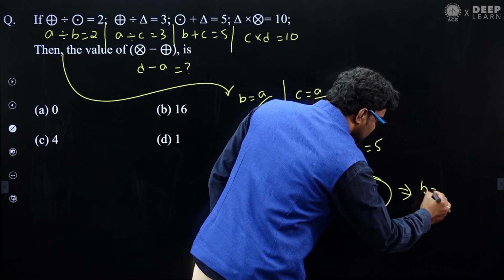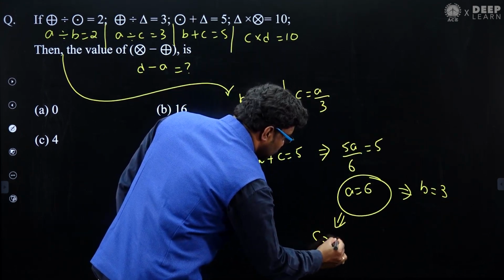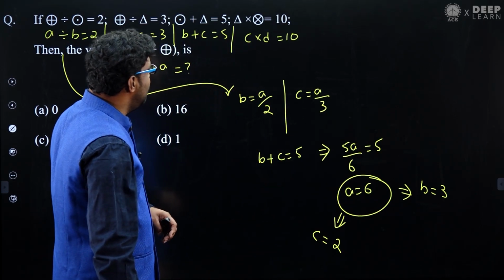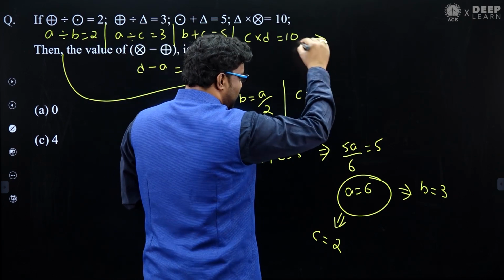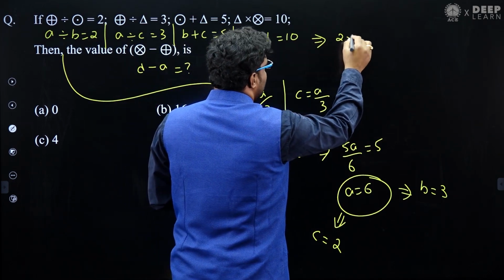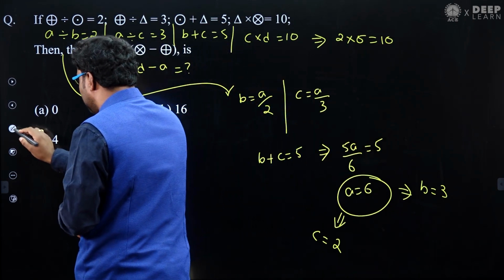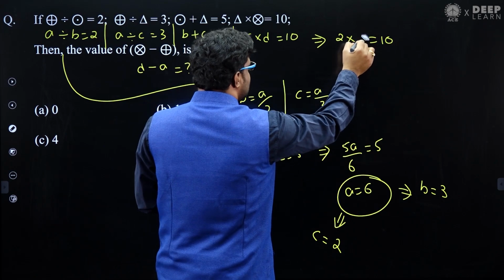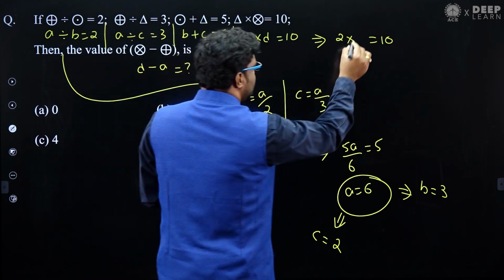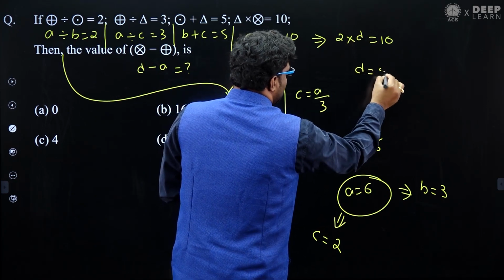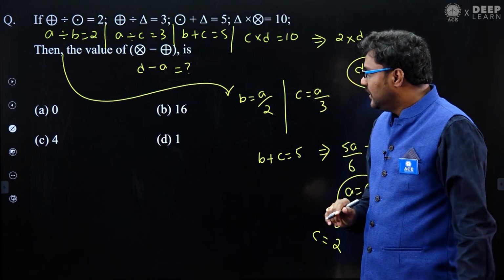B is 3. As well as from this we can say C is equal to 2. You know B and C values, okay. Now here if you just substitute, my dear friends, 2 into 5 is 10. So we have to get 2 into D. D value is 5, okay. 2 into D is nothing but 10. We can find D value is nothing but 5. Okay, so you know D value 5. You know A value 6.